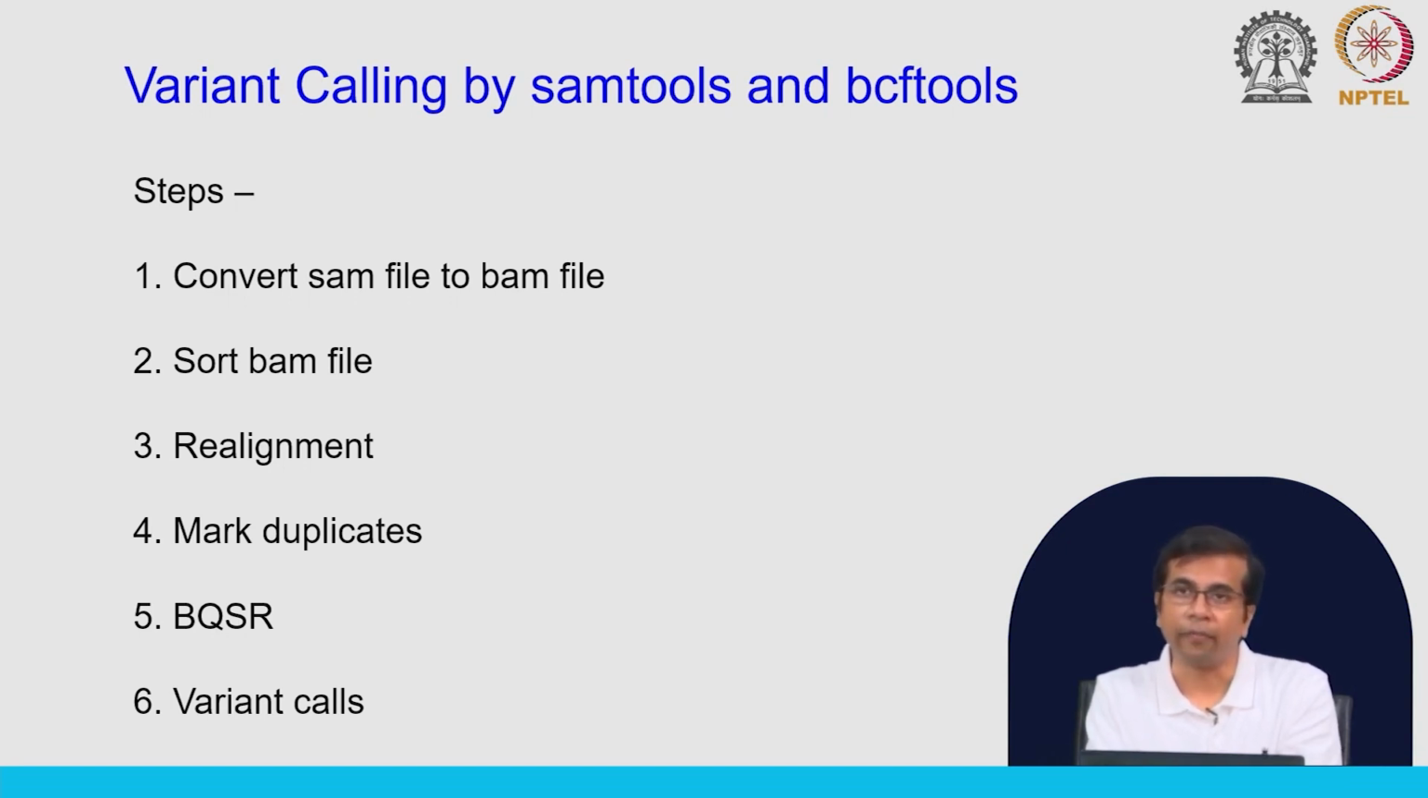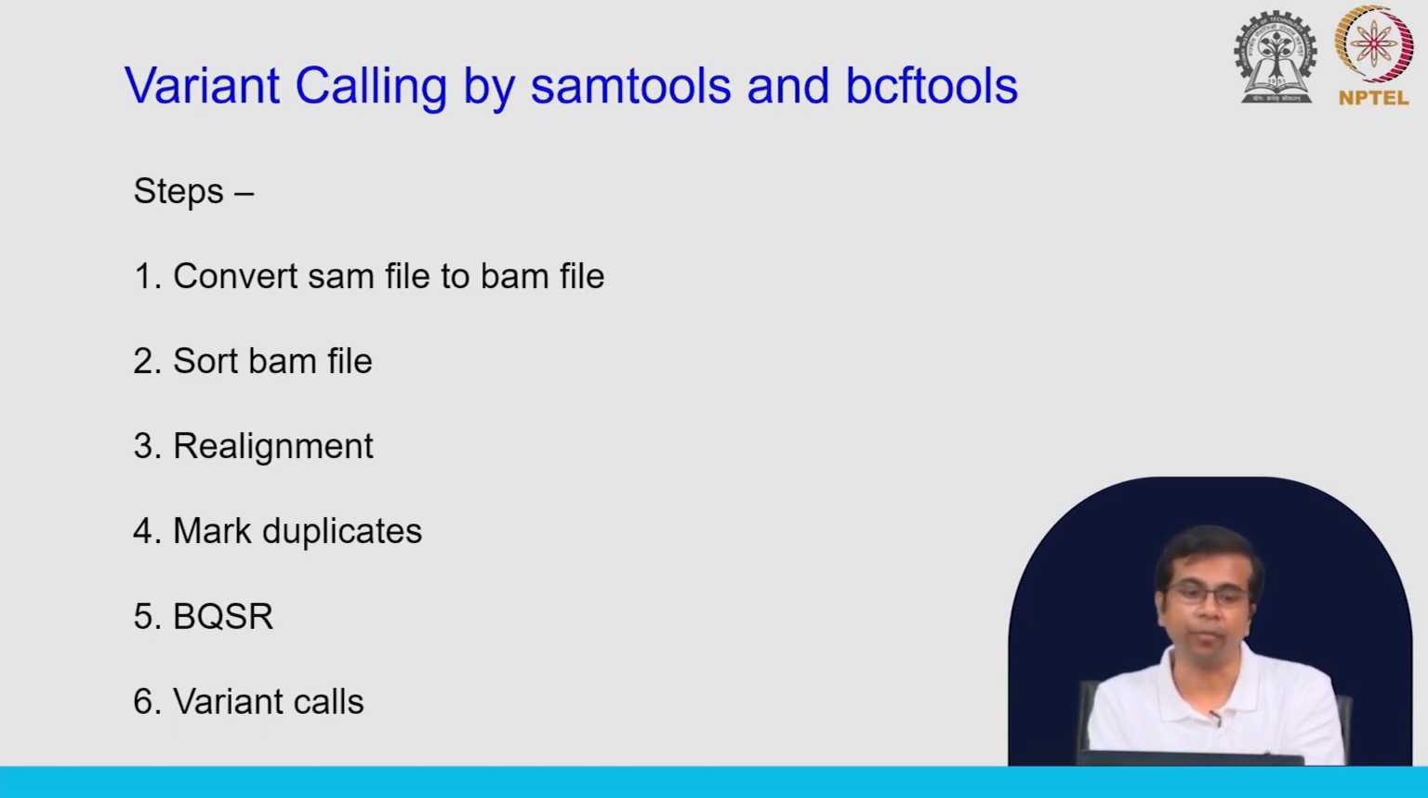We need to sort the BAM file. So, sorting means it will by default sort according to coordinates or mapping positions in the file, and the third step is the realignment, which as we have mentioned, SAM tools and BCF tools cannot do. So, we will rely on another tool. The fourth step is mark duplicates, right.